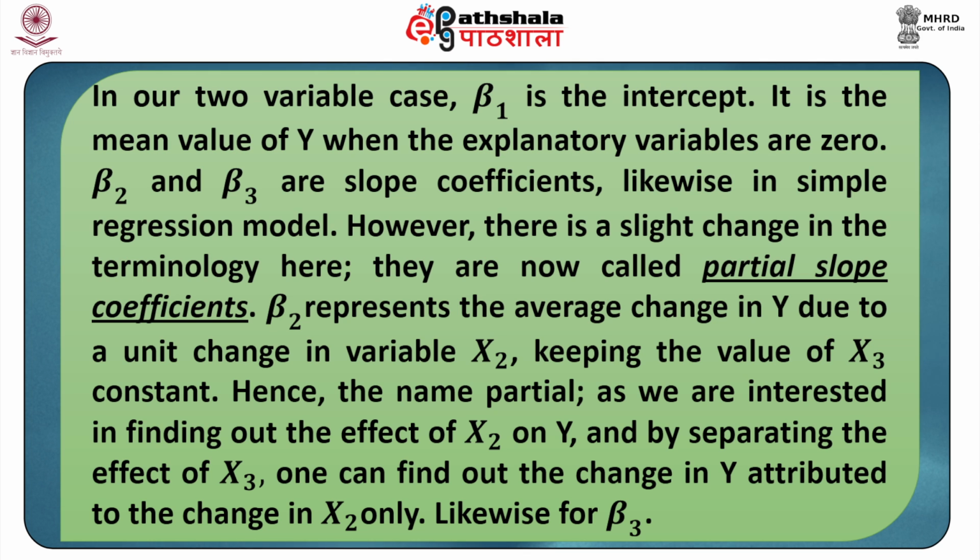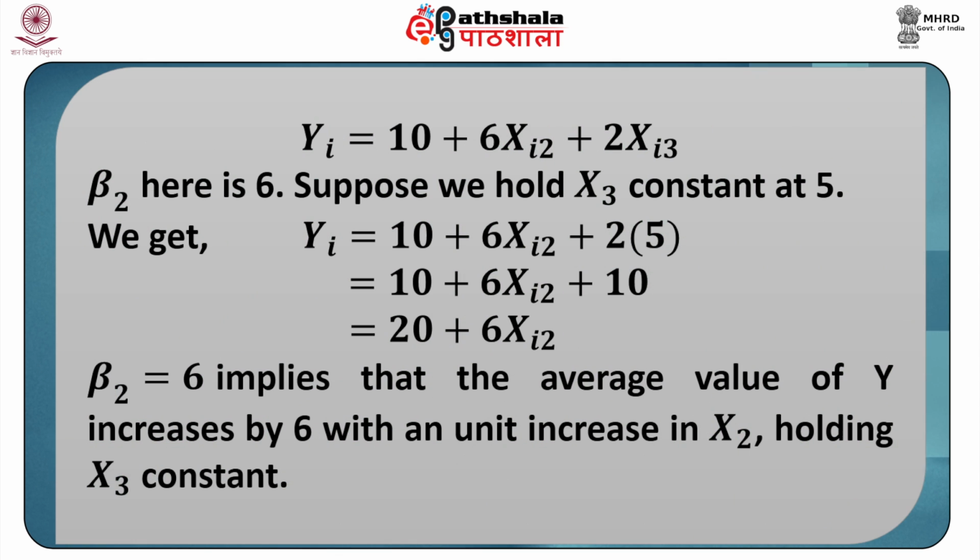So beta 2 represents the average change in y due to a unit change in variable x2, keeping the value of x3 constant. Hence the name partial, as we are interested in finding out the effect of x2 on y. And by separating the effect of x3, one can find out the change in y attributed to change in x2 only. Likewise for beta 3. So let us illustrate with an example below.